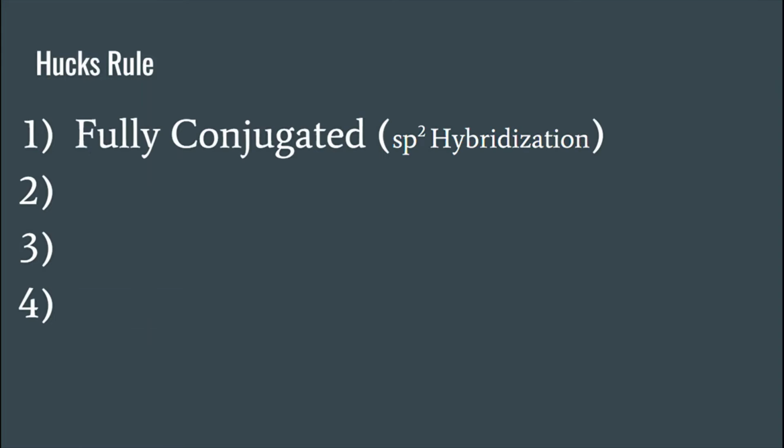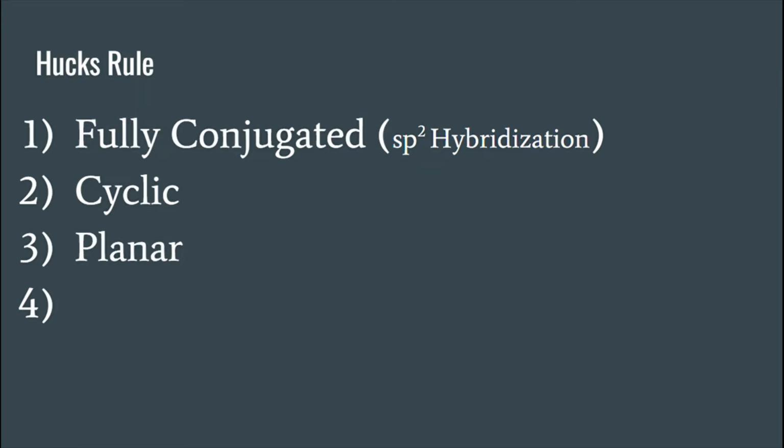So the first step is that a molecule needs to be fully conjugated. One good rule of thumb is that every single carbon atom has to be sp2 hybridized. This also applies to other atoms such as oxygens, nitrogens, and other organic atoms you see. The second rule is that a molecule also needs to be cyclic. Basically, what that means is the molecule has to be in a ring.